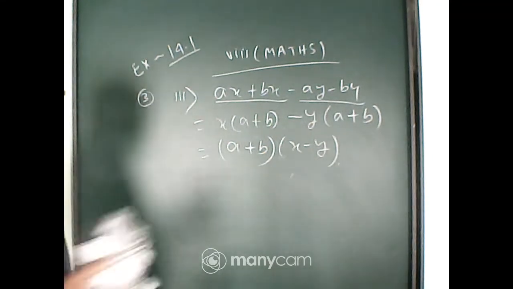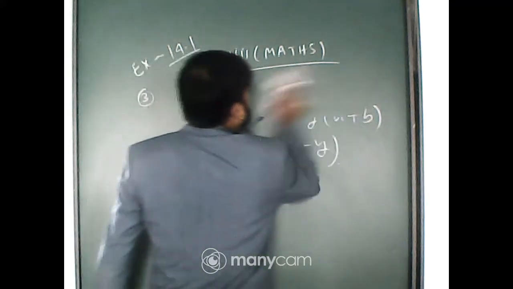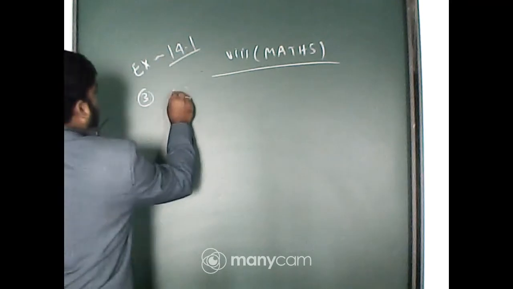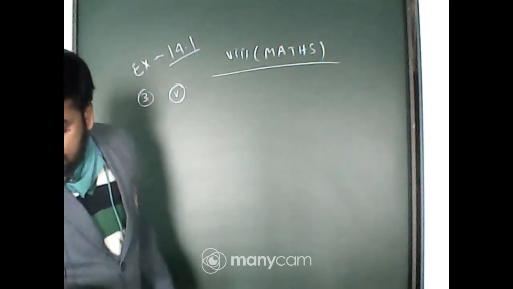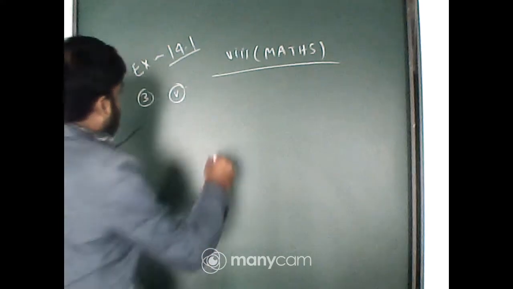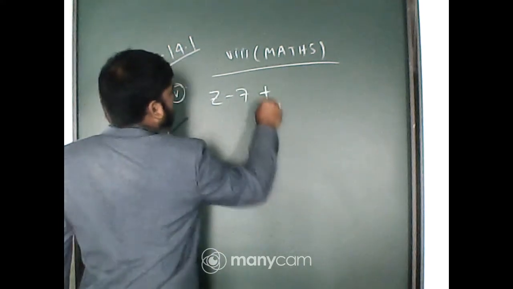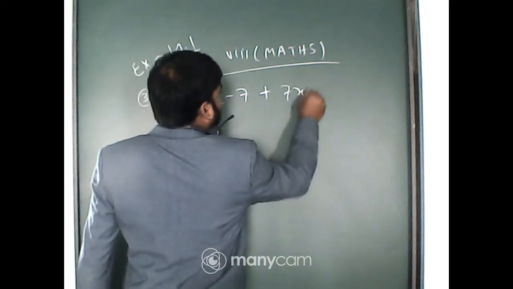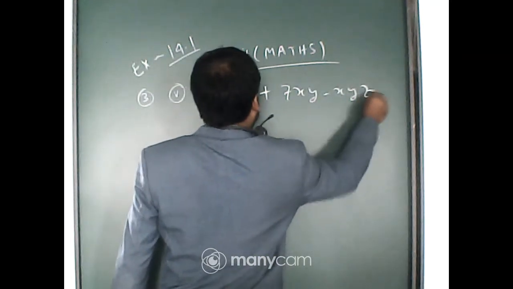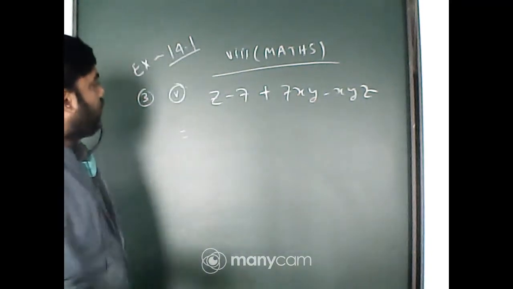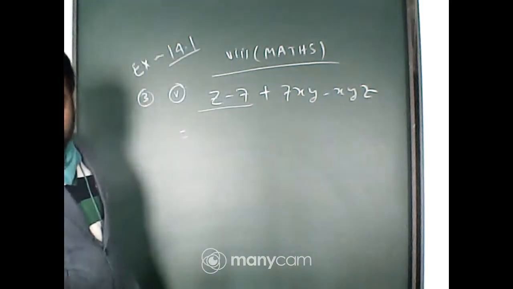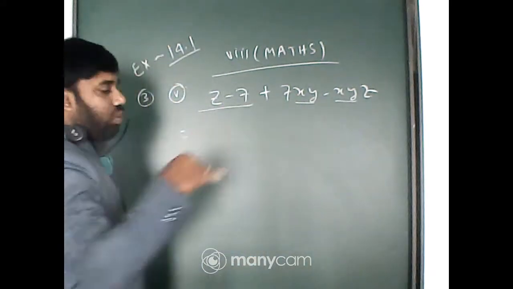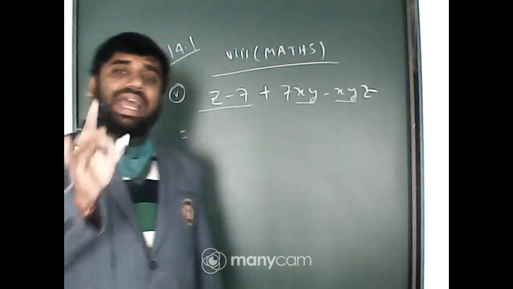Next, question number 5, that is z minus 7 plus 7xy minus xyz. Okay, how to take common? From the first two terms nothing is common, but in the last two terms, you can see that xy is the common term. Nothing is common means you can take 1 as the common factor.